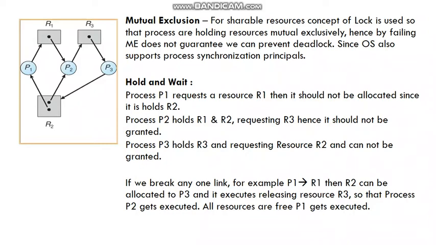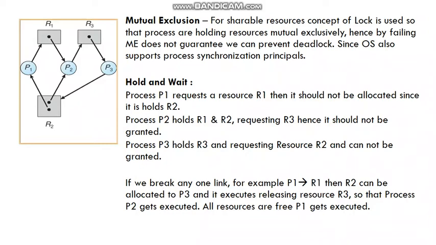With respect to process 2 also it holds good. Process 2 holds R1 and R2 and requests R3, and it should not be granted. Process 3 holds R3 and requests resource R2 and cannot be granted. So they are in hold and wait. If we can break any one of the links, you can take either process 1, 2 or 3 and break that link.